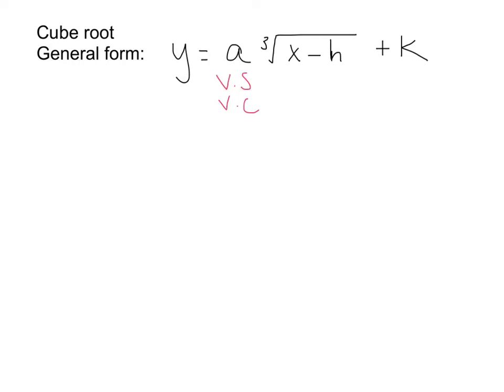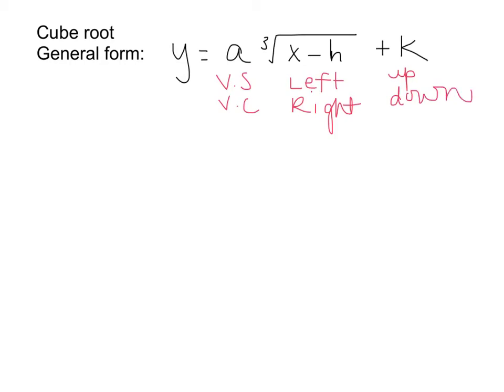Now we're going to look at the cube root function. The general form for the cube root is y equals a times the cube root of x minus h, and then plus k. So it's the exact same thing as the square root, the only difference is the 3 on the outside. The a is still a vertical stretch, a vertical compression, or a reflection. The h is going to move it to the left or to the right, and the k is going to move it up or down. Exact same thing as before.